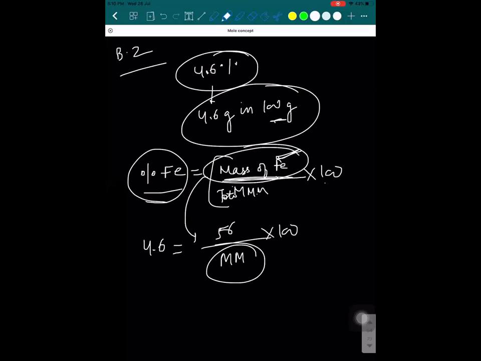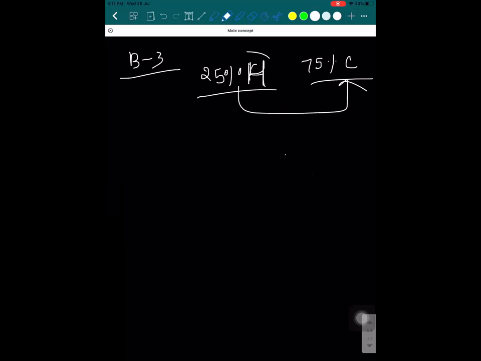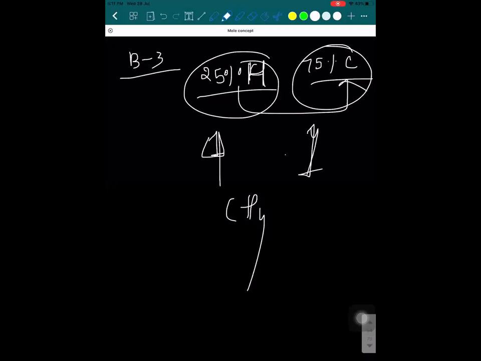B3 is again an easy question. 25% hydrogen, 75% carbon. Empirical formula. I can even tell you without solving it. How? 25% something and 75% means one part and fourth part. CH4. Fourth part and first part, isn't it? Maths is strong or not? Simply by mass also you can do.